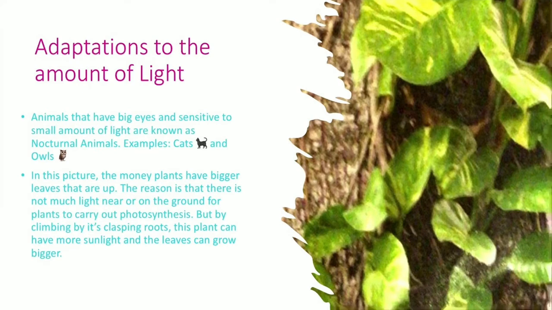As you can see, this picture I've taken from a book. This picture is about a money plant that has leaves over here, but in the upper part, as you can see, the leaves are bigger. The leaves that are down are near the ground, and near the ground there's not much sunlight for these poor leaves to grow more. But if they climb by their clasping roots, they can have more sunlight and grow well and bigger, and it will be cute and happy, as you can see.